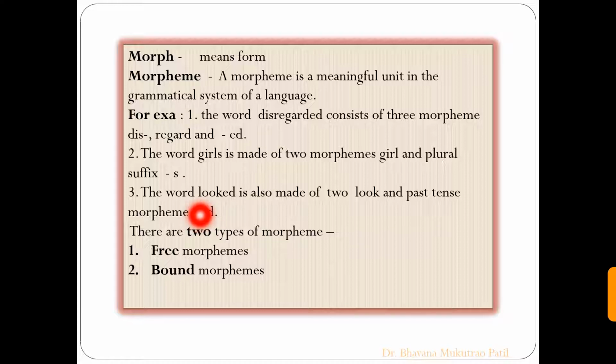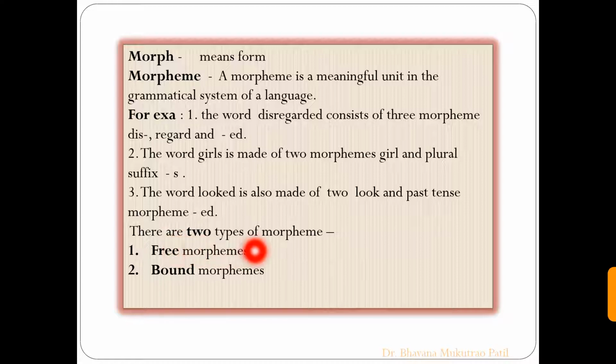Let us see another example, the word looked. Looked is also made of two morphemes, look plus ed. Ed is a past tense morpheme. It changes the tense of the word. Look is a free morpheme and ed is a bound morpheme. In this way, a morpheme is a meaningful unit in the grammatical system of language, meaning we can study the form of words from a grammatical point of view in the branch of morphology.